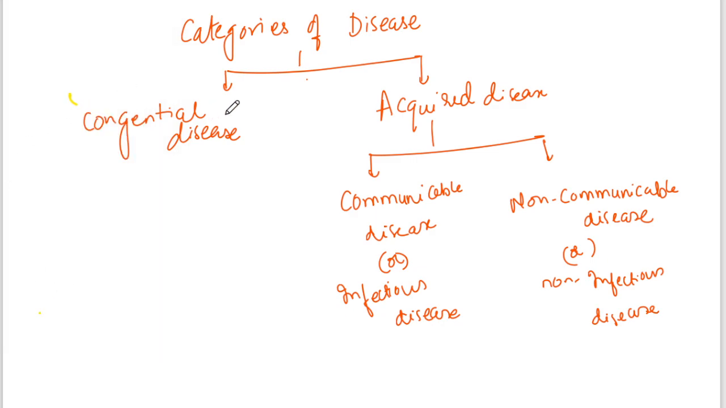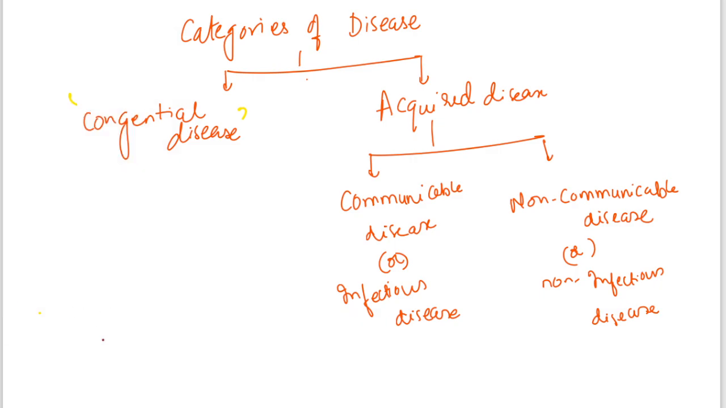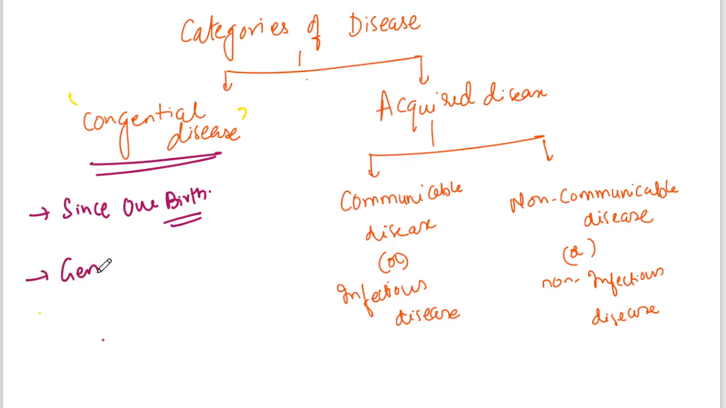Now, what are congenital diseases? Congenital diseases are diseases which are present since our birth. If a disease is there since our birth, it is called a congenital disease. These are, let's say, genetical aberrations or genetical disorders.